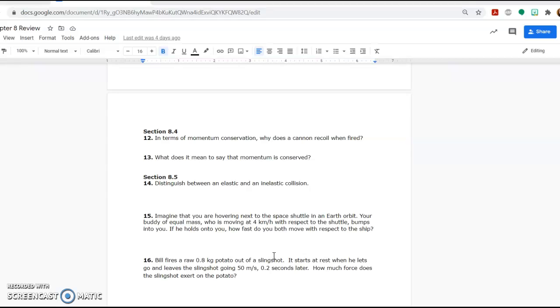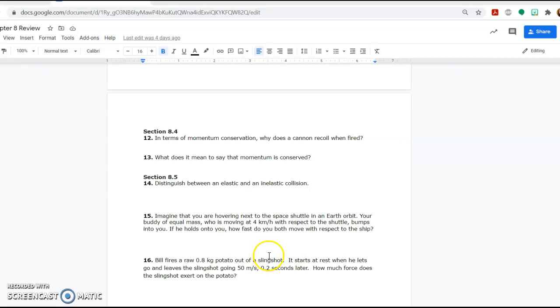Distinguish between an elastic and an inelastic collision. An elastic collision does not generate heat and does not deform your materials. What it does is bounce, collide, and then retract with a certain amount of velocity. In an inelastic collision, your masses are actually going to get deformed, and there's going to be heat generated. So that's how we tell the difference here.